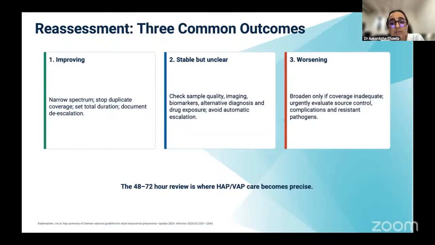And if the patient is worsening, then you broaden only if your coverage was inadequate. If you need to achieve some source control which you did not do initially, are you now dealing with some complications or resistant pathogens? So it would all depend on the patient's underlying presentation.